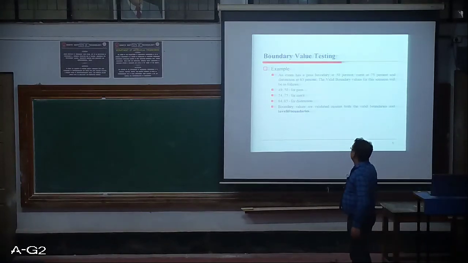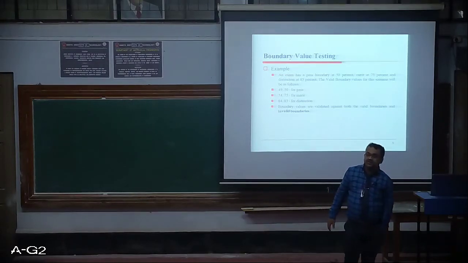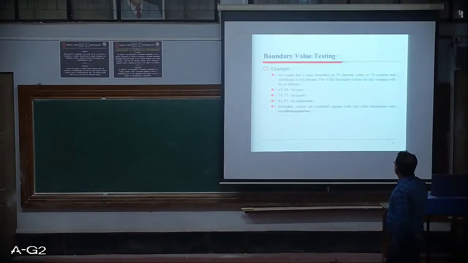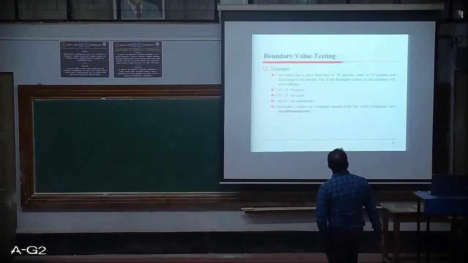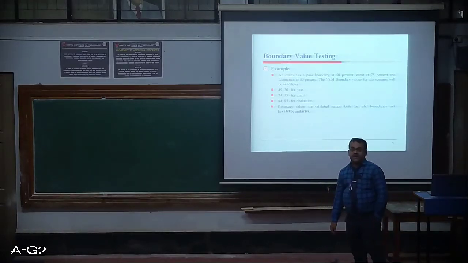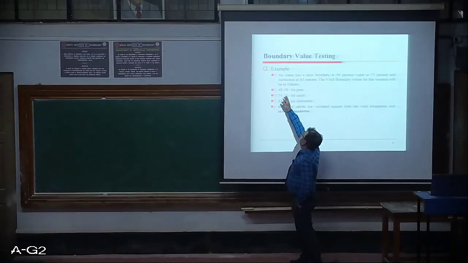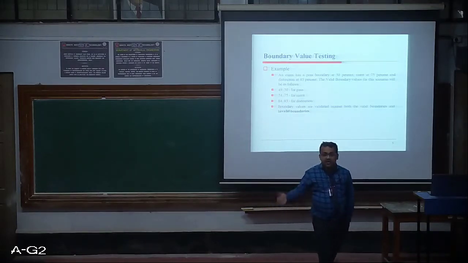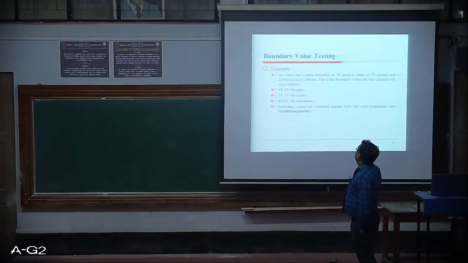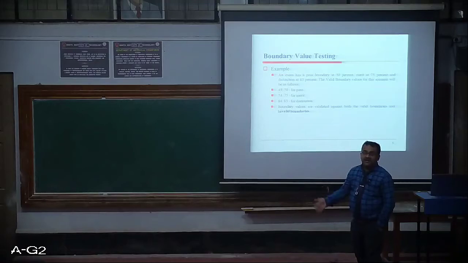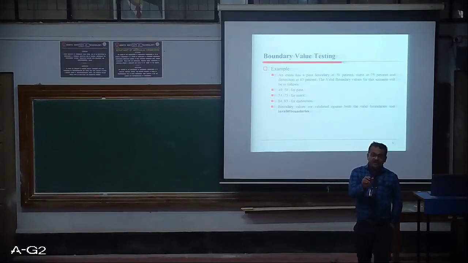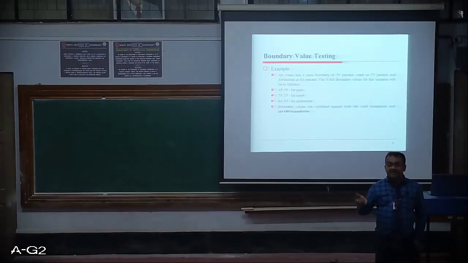So we can consider one example here. Suppose an exam has been conducted, and the pass mark is 50%, merit is at 75%, and distinction is at 85%. The boundaries in this scenario are something like this. To pass, it may be 49, 50 or 51. For merit, 74, 75, 76. For distinction, 84, 85, 86. So boundary value testing validates not only the valid input values, but also the invalid input values at the boundaries, in the extremities.